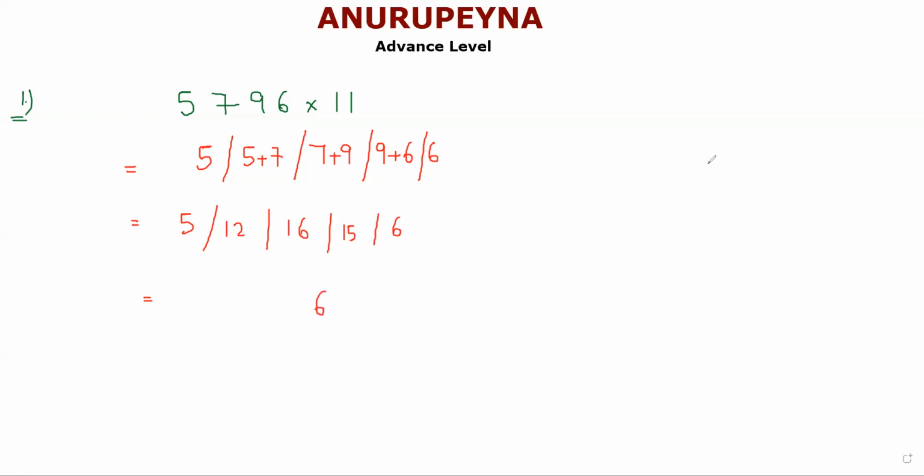So keep the 6. After this 6, you will keep 5 of 15, and then this 1 has to be carried over. When carried over to 16, 16 and 1 will become 17. So you keep 7 of the 17, and then 1 to be carried over to 12. Then 12 plus 1 would become 13, and you keep 3 of 13. Then the 1 of 13 would be carried over to 5 and then would become 6. So the answer is 63,756. I hope, because if you have seen the last videos, this step is clear.